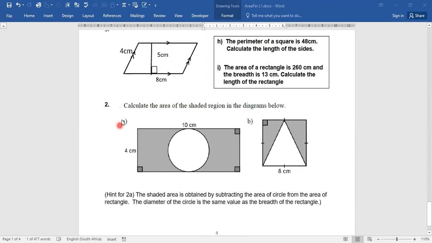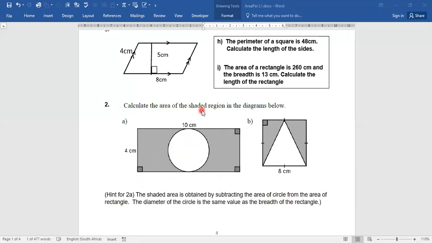Now question 2. It says calculate the area of the shaded region in the diagrams below. Now the area of the shaded region, if you look at this, is a rectangle. Now we do not want the area of the entire rectangle. We want the area of the shaded part of the rectangle. So I have a hint here. The shaded area is obtained by subtracting the area of the circle from the area of the rectangle. So to get the area of the shaded part, you find the area of the rectangle, you find the area of a circle, and you subtract the area of the circle from the rectangle.